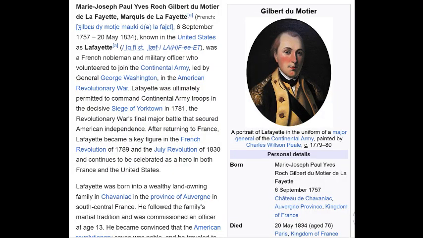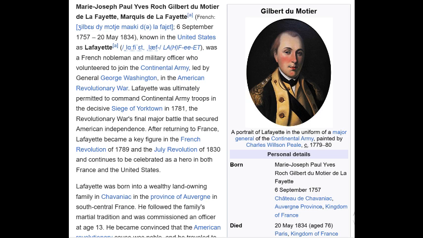So here we've got the profile, again, authentication of the claim. Marie-Joseph Paul Yves Roch-Hubert du Montier de Lafayette, Marquis de Lafayette. It's interesting how that name is really long, but his wife's name is relatively short. Born allegedly 6 September 1757, died 20th May 1834, known in the United States as Lafayette. Was a French nobleman and military officer who volunteered to join the Continental Army, which there was no Continental Army, led by General George Washington. Again, there wasn't a Continental Army, so there wouldn't have been a general of the Continental Army.